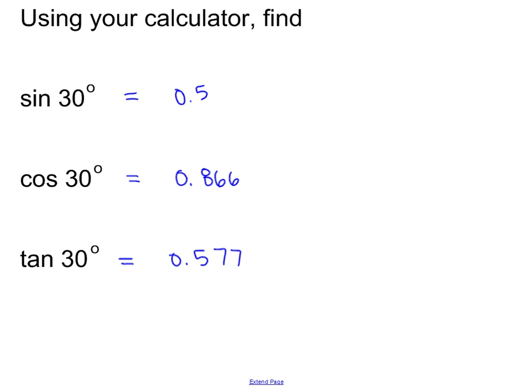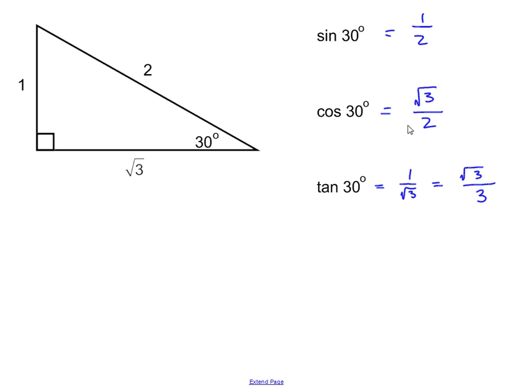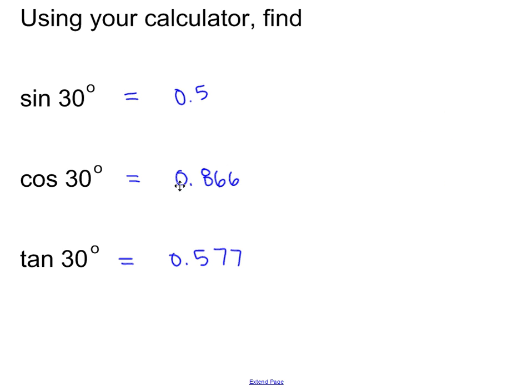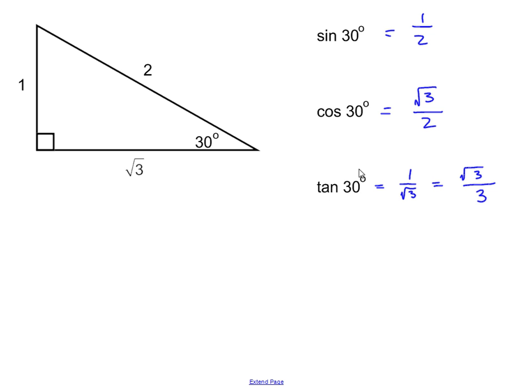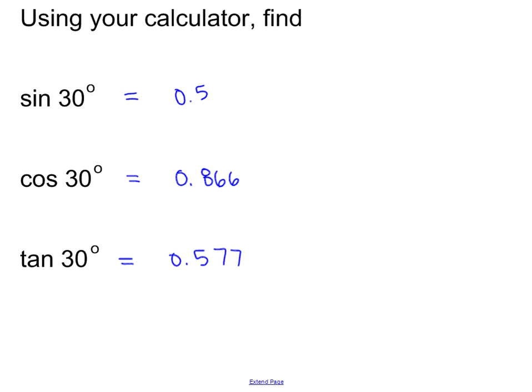0.577. So looking back at this one, the cosine of 30 is the square root of 3 over 2. If you do in your calculator the square root of 3 divided by 2, then you get this exact same number. For tangent, when you do the square root of 3 divided by 3, you get this same decimal. So what your calculator is doing is it's finding that ratio, just like we were doing here, but it's going ahead and dividing it out and giving you the decimal equivalent of that ratio.